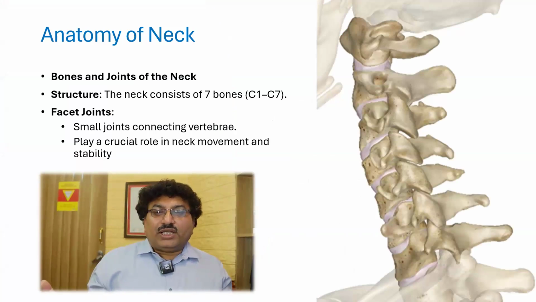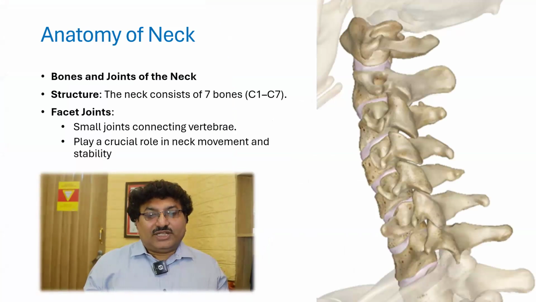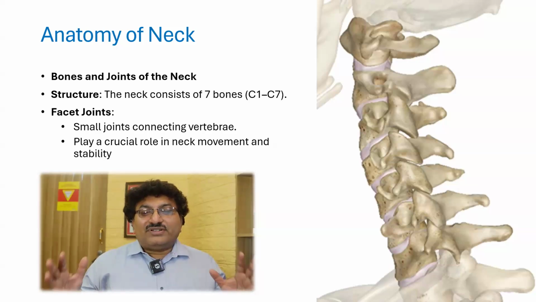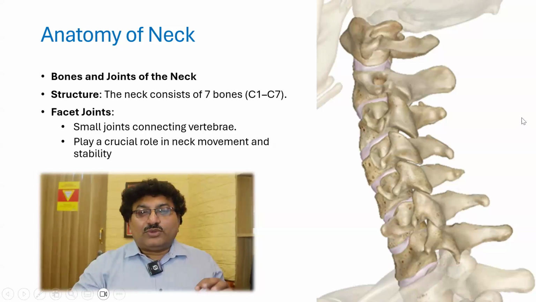Now, before going to the neck pain proper, let us discuss the anatomy of the neck. We'll be understanding which structure can cause neck pain, which structure is anterior, which structure is posterior, and what type of pain can happen from one structure. So, the neck has 7 bones. These are basically the cervical vertebrae, counted from cervical vertebra 1 or C1 to C7.